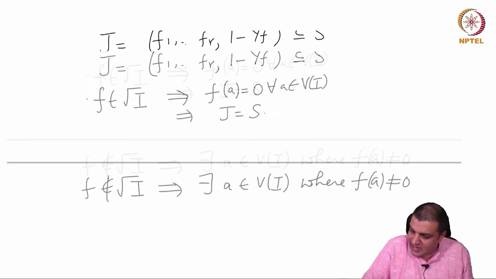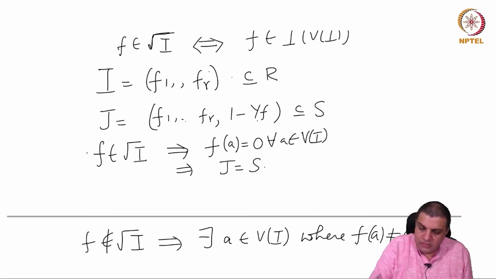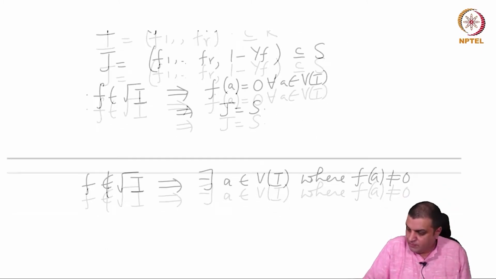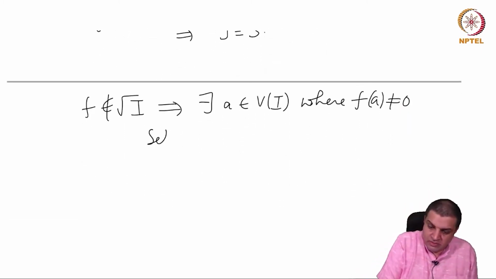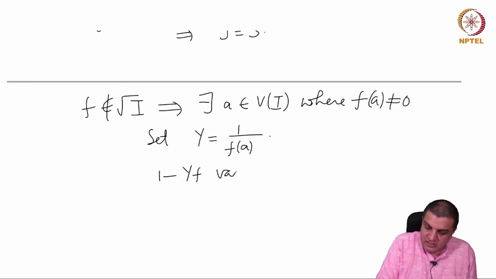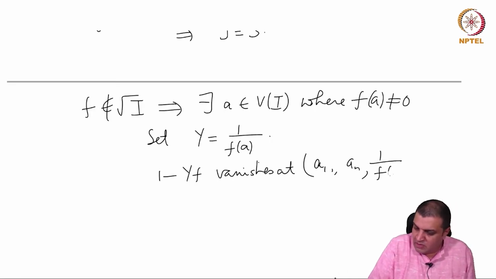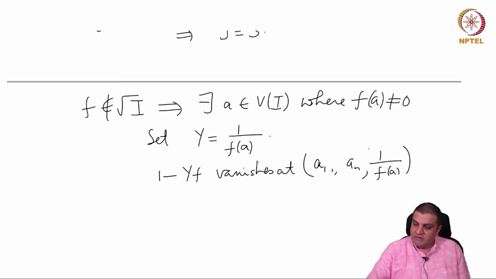If you substitute a into these polynomials, these things vanish, so that's okay. And f does not vanish, so appropriately you can choose a y such that 1 minus yf vanishes. So set y to be 1 over f(a), then 1 minus yf vanishes at a1 through an, and this value of y equal to 1 over f(a). Okay, and this is well defined because it is non-zero.